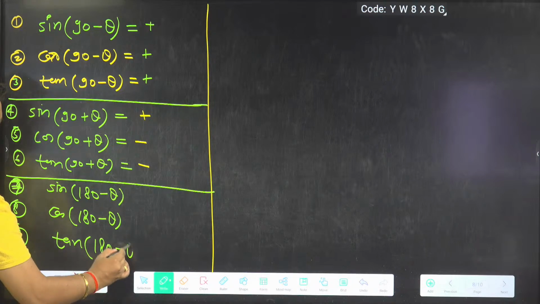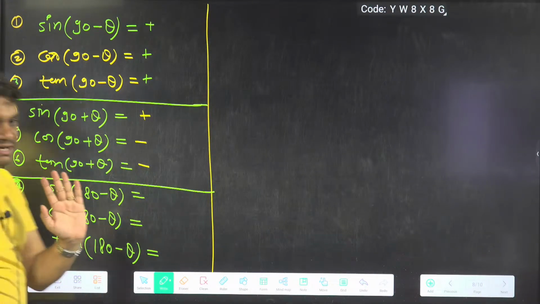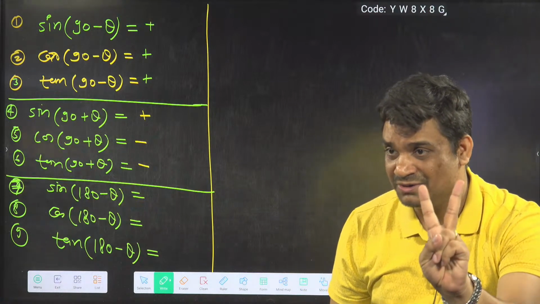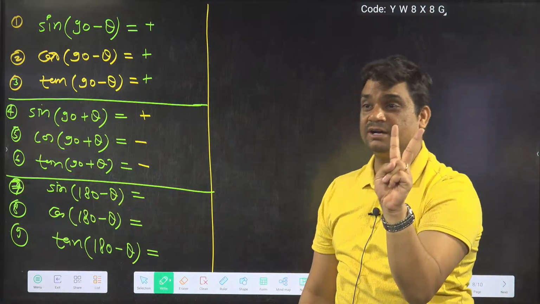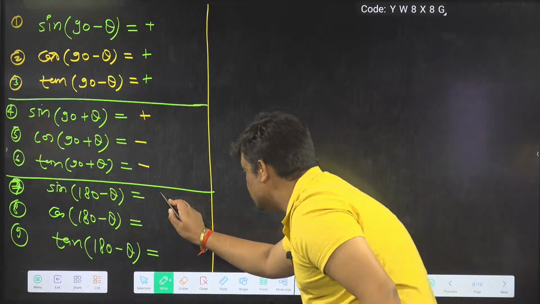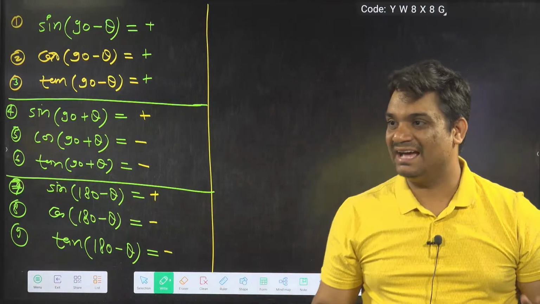180 minus theta, which quadrant? These all are in which quadrant? All are 180 minus, so this will be your second quadrant. And in the second quadrant, you know which is positive. In the second quadrant, which is positive? Only sine is positive. So this will be only positive, the rest will be negative. I hope 7, 8, 9 is clear.